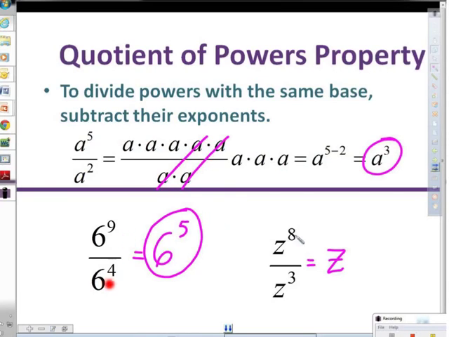6 to the 9th divided by 6 to the 4, you just subtract 9 minus 4, which would be 6 to the 5th. So here if we've got z to the 8th divided by z to the 3rd, then that's going to give us 8 minus 3, which is z to the 5th power.